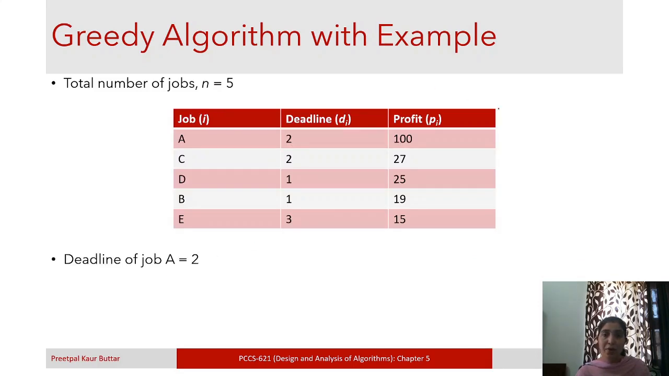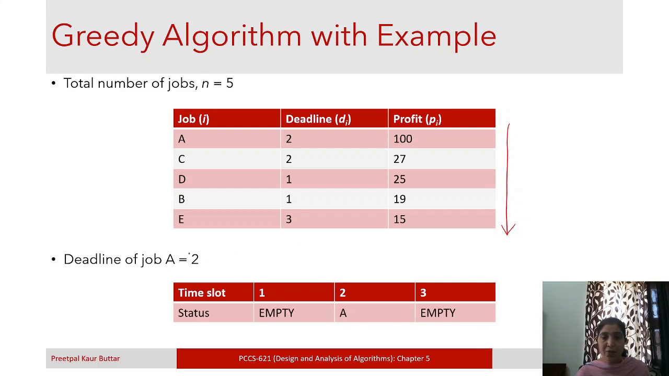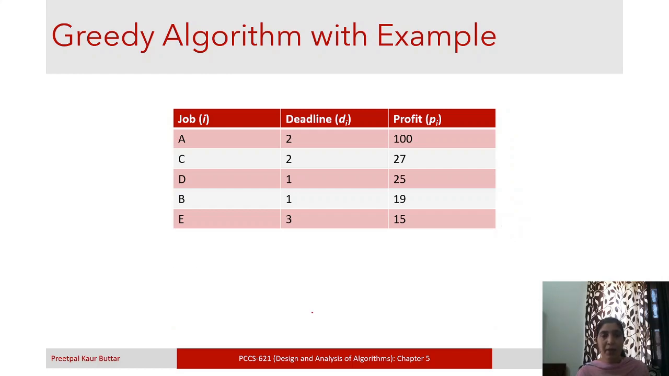Now we will start iterating over these jobs. First we pick job A. Job A's deadline is 2. The algorithm says to start from the deadline of the job down to 0 and find a free slot. Starting from 2 to 0, we have an empty slot at 2, so we put A here. Slot 2 has been occupied by job A, so we are done with job A.